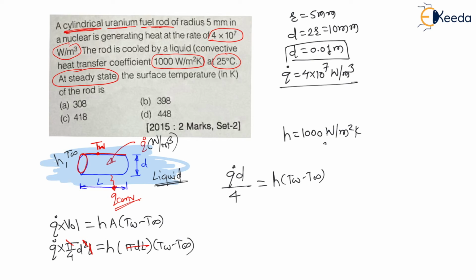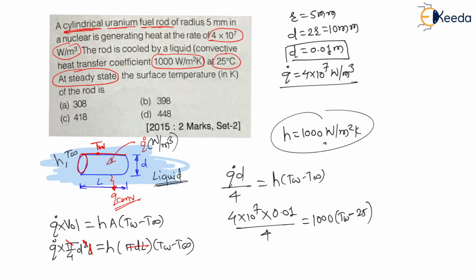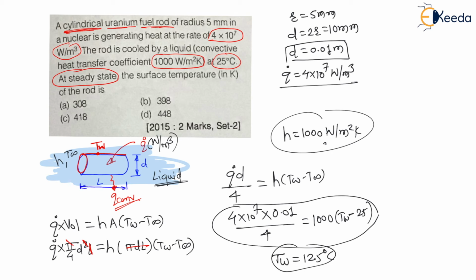So let us put the values, right? Therefore, my dear students, q dot is 4 into 10 to the power 7, diameter is 0.01, divided by 4, is equal to h, which they have provided as 1000, into (T wall minus T infinity), where T infinity is 25 degrees Celsius. Here I am using temperature in degrees Celsius, and T infinity they have provided as 25 degrees Celsius, right? Now in this complete equation, only T wall, or the surface temperature, is unknown. If I simplify this equation for the surface temperature, I will get the wall temperature equal to 125 degrees Celsius, right?